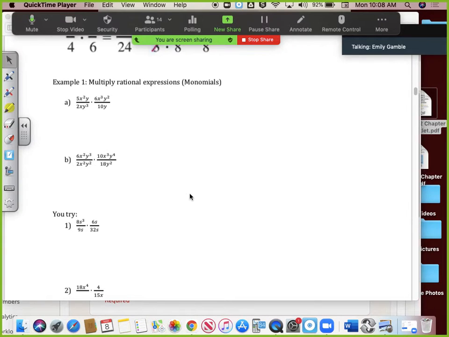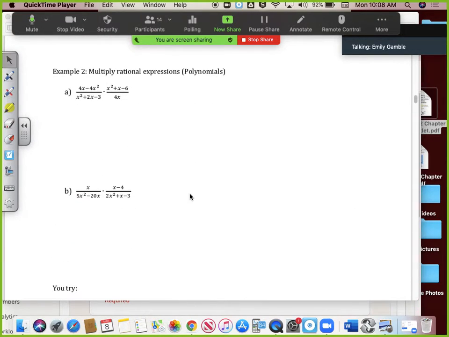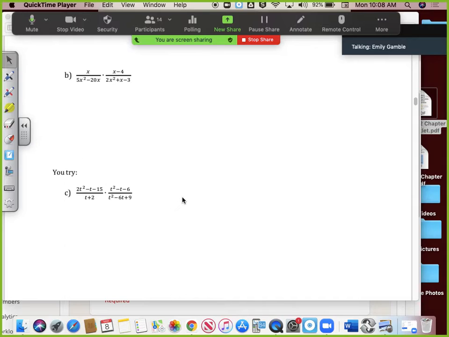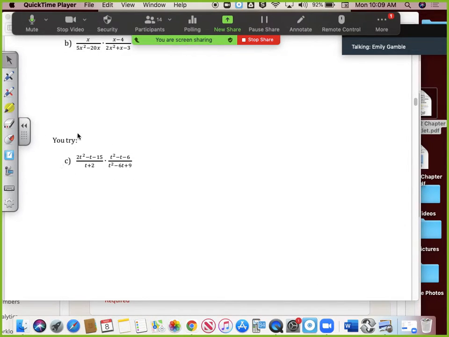So that's what we did here in example 1, example 2. I believe we have this problem here, the you try problem, to start on page 6. So if I gave you this problem and I said multiply and simplify, the first thing you would want to do is factor everything that you can factor. What's confusing about these problems is they're all different, and the way that you factor is always different.